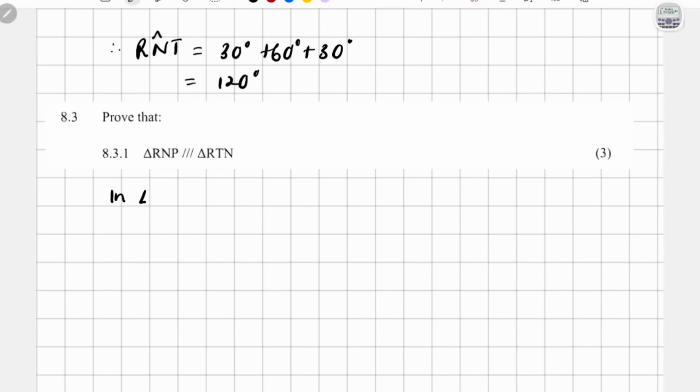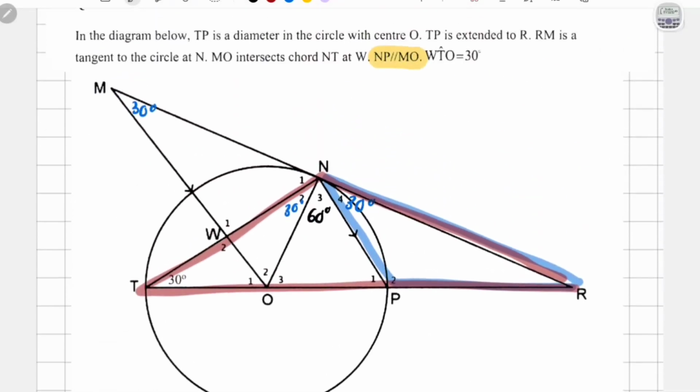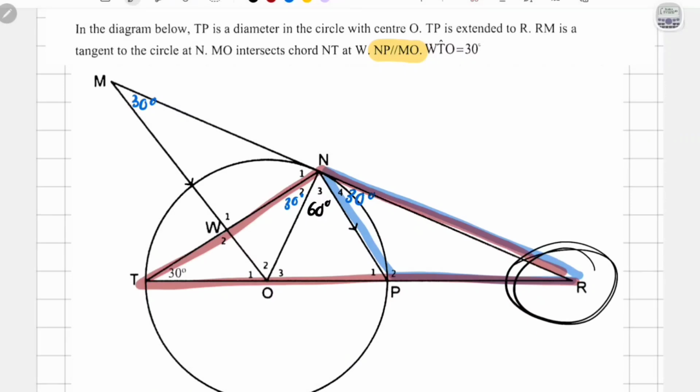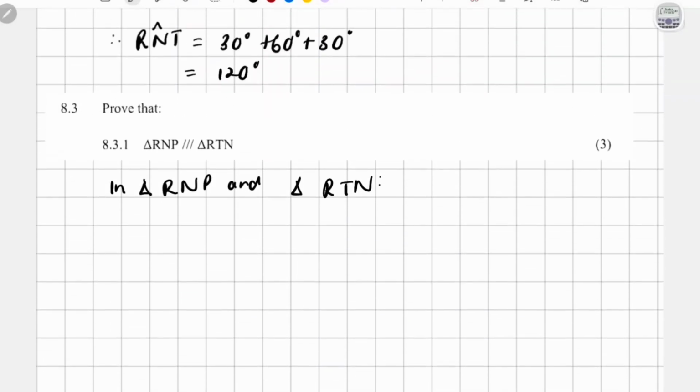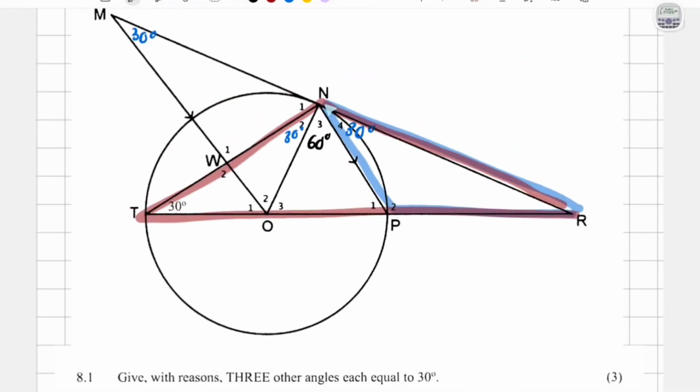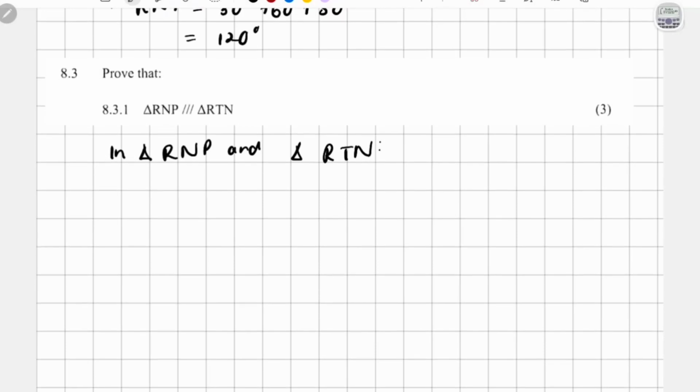So I'll say in triangle RNP and triangle RTN, what we're saying here is, do you see that they are sharing the angle R. So angle R is equal to angle R in both triangles. I don't have to say NR because it's R just on its own like that. So angle R equals angle R, and you can call this a shared angle or common angle. I'll just say shared angle. So we're done with that.